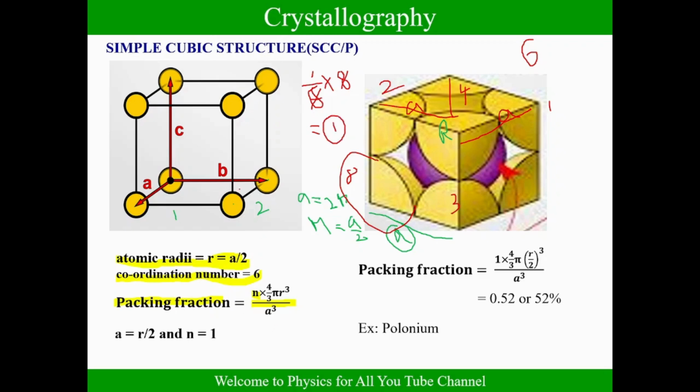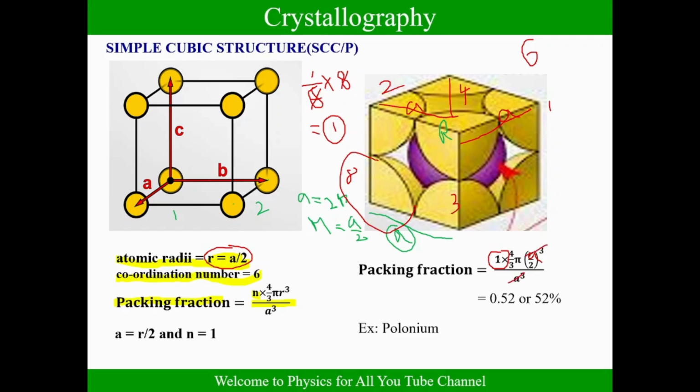Now in the case of packing fraction, substitute n is equal to 1. Therefore packing fraction is equal to, in the place of n, substituting 1, into 4 by 3 pi r power 3. We are using r is equal to a divided by 2. Small correction is required. In the place of r, we substitute a divided by 2. So here, 1 into 4 by 3 pi, a divided by 2 whole power 3. So here a power 3 and a power 3 are going to cancel.